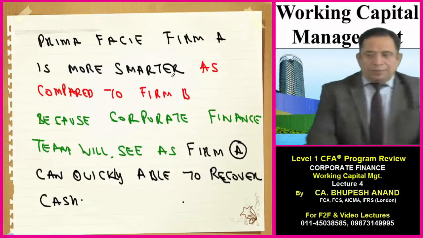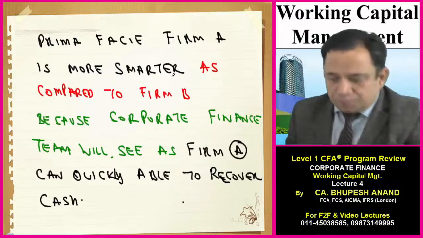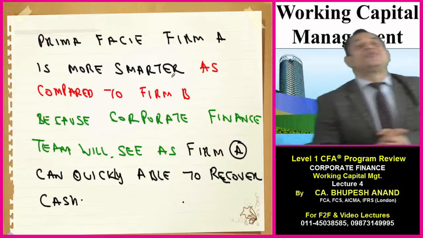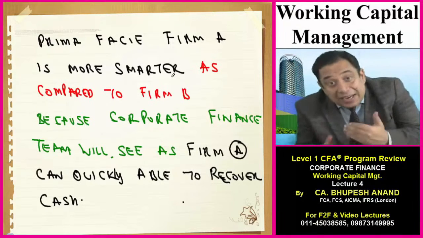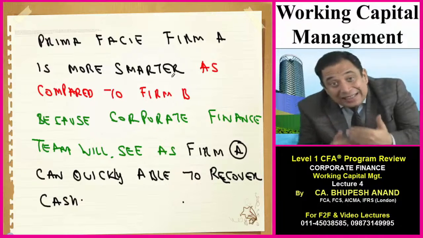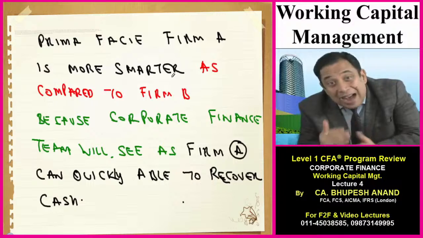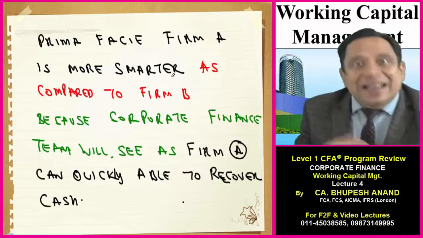Please write down. Prima facie, firm A is smarter as compared to firm B, because they are recovering their cash quickly. Their average receivable is very low. It means the turnover ratio is high. It means they are giving a lower credit period.